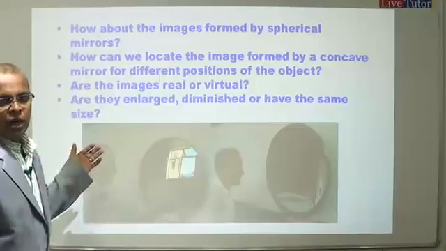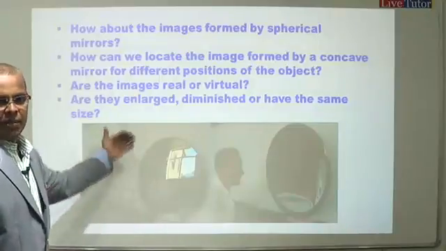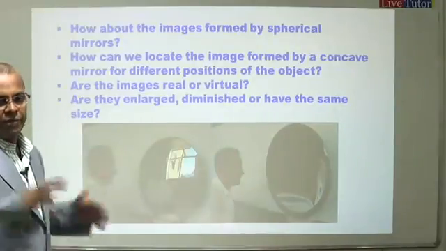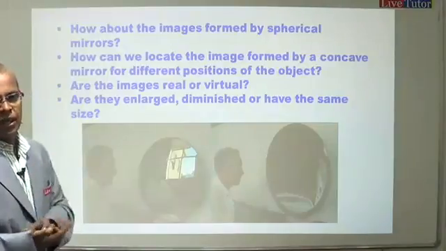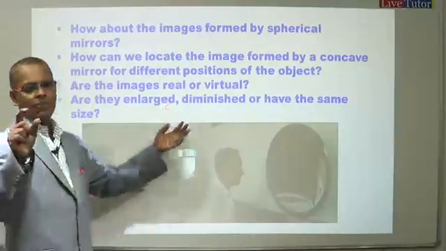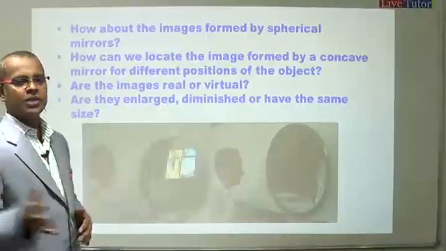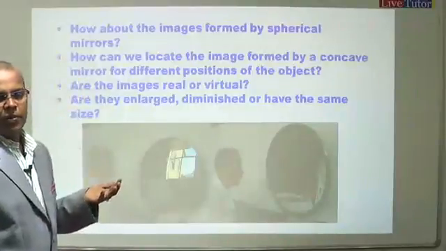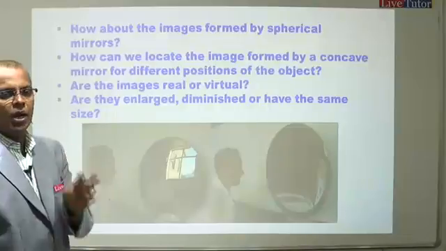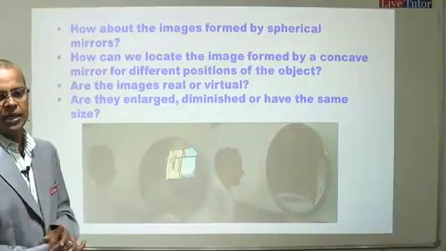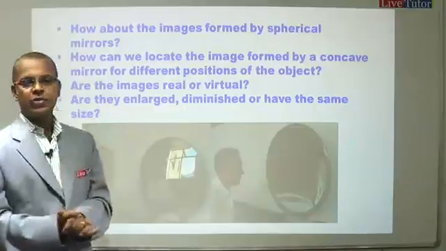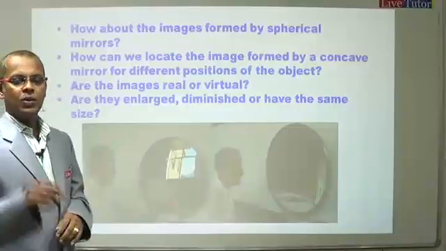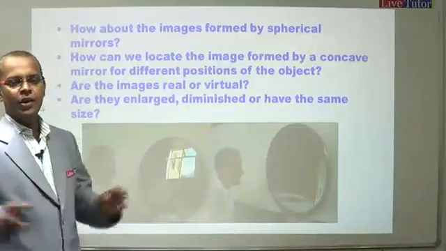And when you compare with that, how about the image formed by spherical mirrors? How can you locate the image formed by a concave mirror for different positions, whether it is real or virtual, enlarged, diminished, very small, or of the same size? To understand all those things, it is only possible when you do a small activity in your lab. By simply explaining this, it is very difficult to understand. If you take a small aperture spherical mirror and do the activity in your lab, it will be very easy for you to understand.